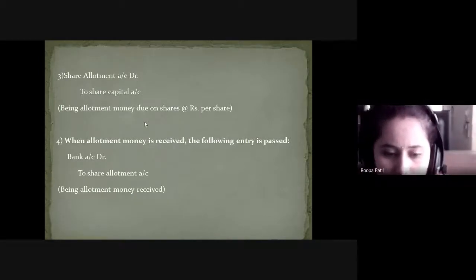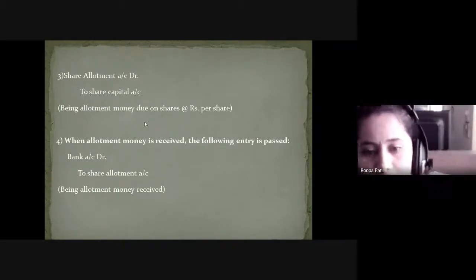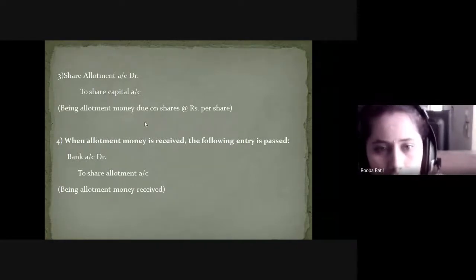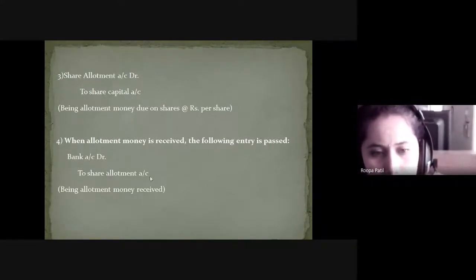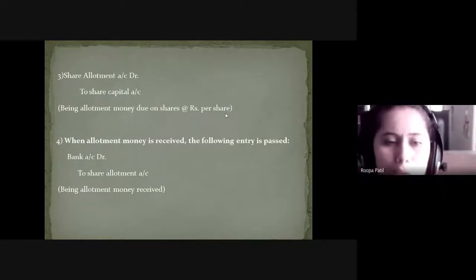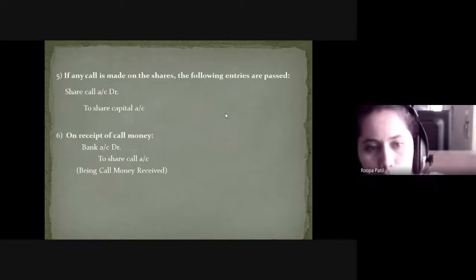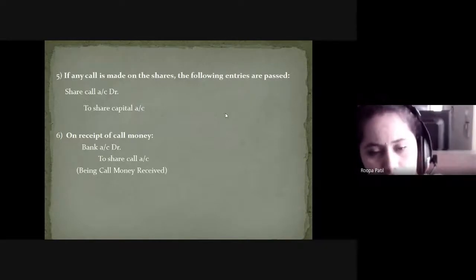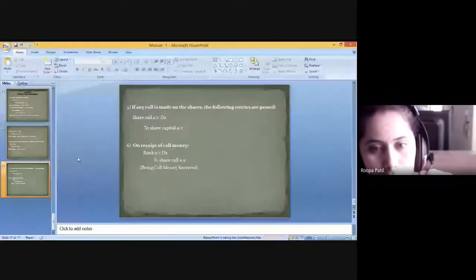That is share application money transferred to share capital. Here the share application is credit in the first entry, and in the second entry it is debit. Clear? The first transaction is receiving the share application money. Receiving means cash. Cash or bank account debit. Which money are you receiving? The share application money, so share application account credit. Being the share application money received.